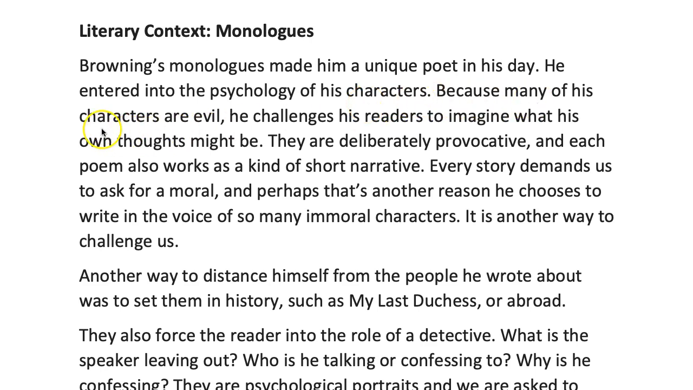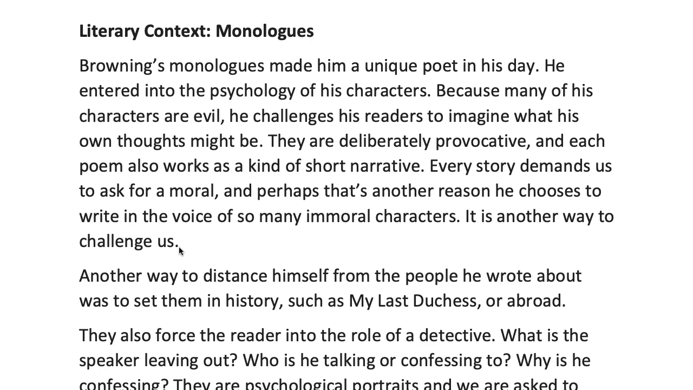Because many of his characters are evil, he challenges his readers to imagine what his own thoughts might be, his being Browning's. They're deliberately provocative, and each poem also works as a kind of short narrative, a story. Every story demands us to ask for a moral. That's how stories are made. And so perhaps that's another reason he chooses to write in the voice of so many immoral characters. It's another way to challenge us to work out what the moral is.